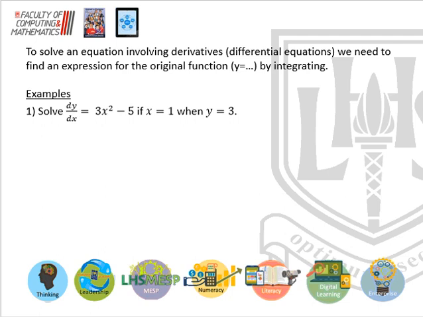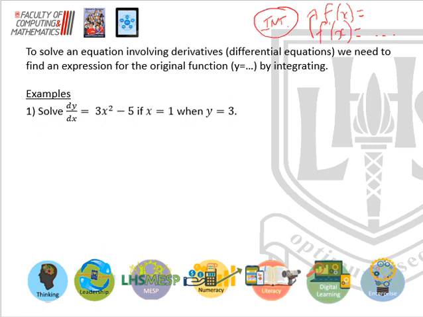Now, to solve it, we need to find an expression for the original function. So we're looking at being given your derivative, your f dash x, and being able to work our way back to the original function for f of x or y equals. Okay, so to do that, we know we need to integrate. So in example 1, we're asked to solve dy by dx is equal to 3x squared minus 5 if x equals 1 when y equals 3.